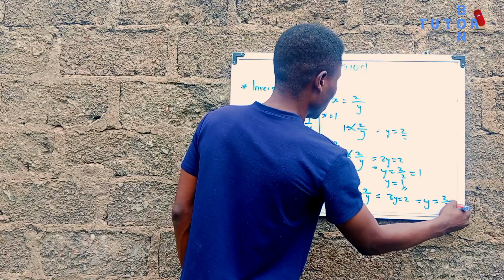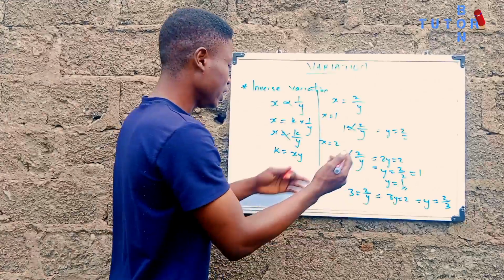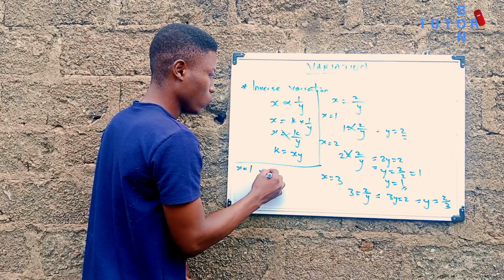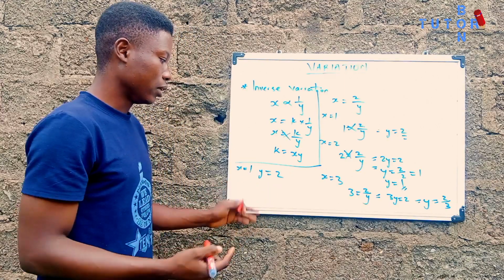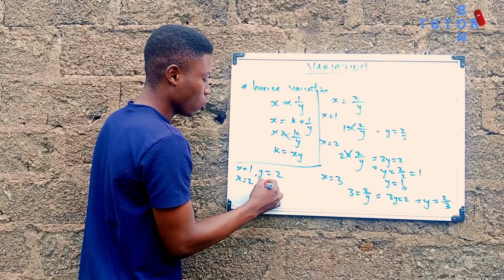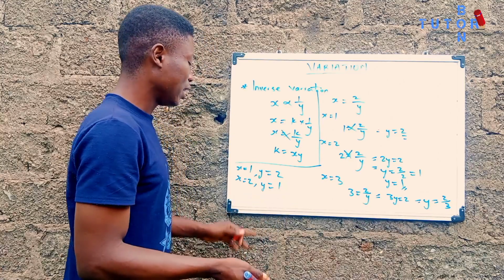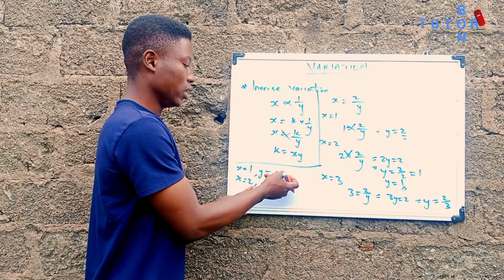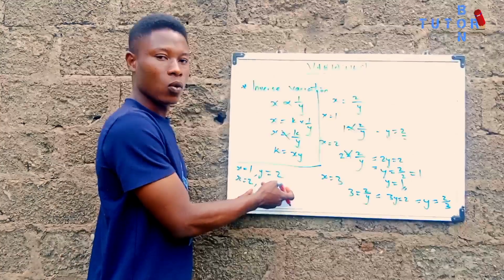Yes, 2 over 3. Now let's see the pattern. When x equals 1, y equals 2. Can you see now? Now let's see. When x equals 2, then you have your y to be what? 1. That is, when x increases by 1, y decreases by 1.